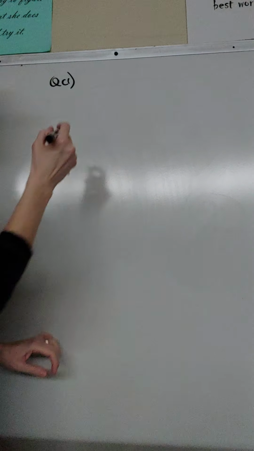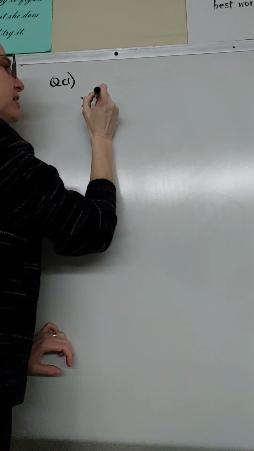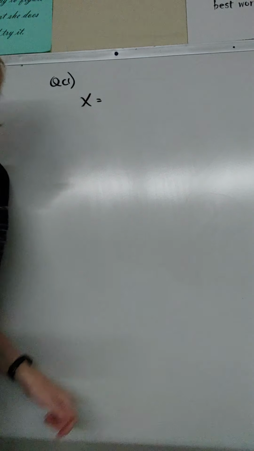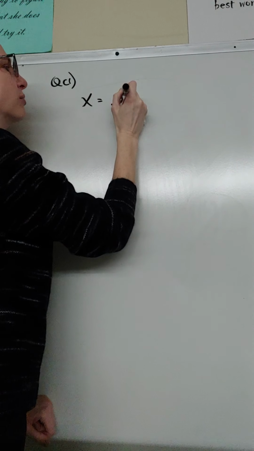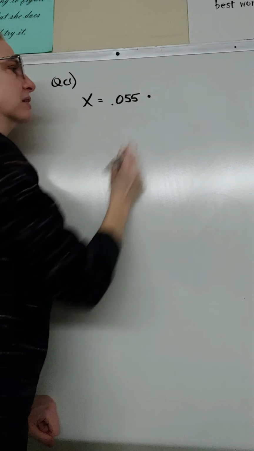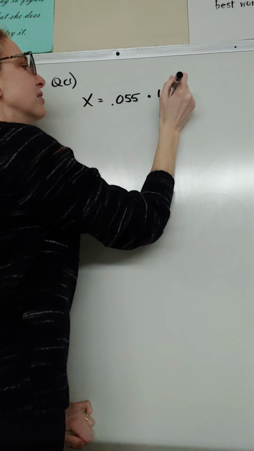Okay? All right, find the total cost for a purchase of $185 if the sales tax rate is 5.5%. So we're looking for the sales tax first, okay? The tax rate, which is my percent, is 5.5%. So remember, I have to move the decimal twice. Okay, so 0.055, and my cost of my item is $185.